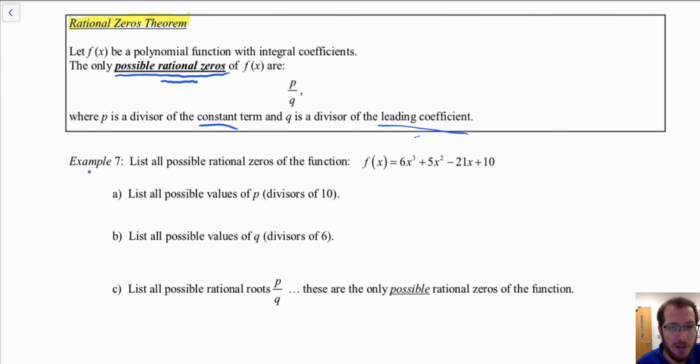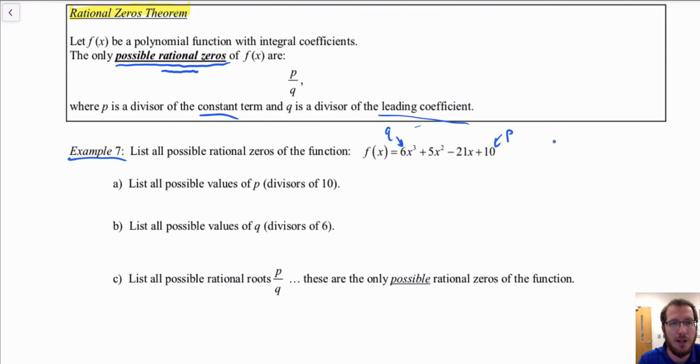Okay, so if we look at this example here, example 7, the last example we'll do together, it says list all possible rational zeros of the function. Okay, so we've got this f of x here, this leading coefficient is where we get our q's from, and this constant is where we get our p values from. All right, so we're going to walk through the steps in order to find our rational roots and eventually any of the roots of this function. Okay, so p, looking at divisors of 10, that just means any number that goes evenly into 10. We want to consider pluses and minuses. So plus minus 1, 2, 5, and 10.